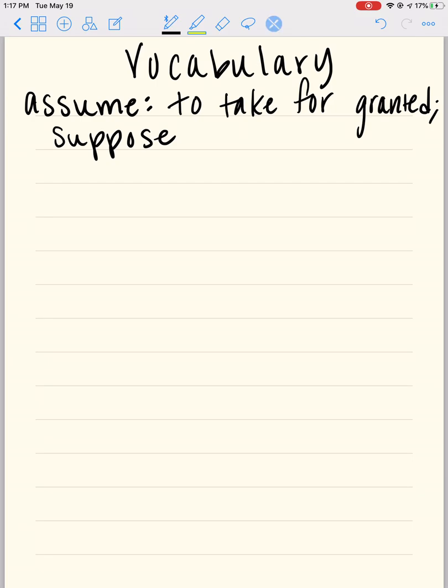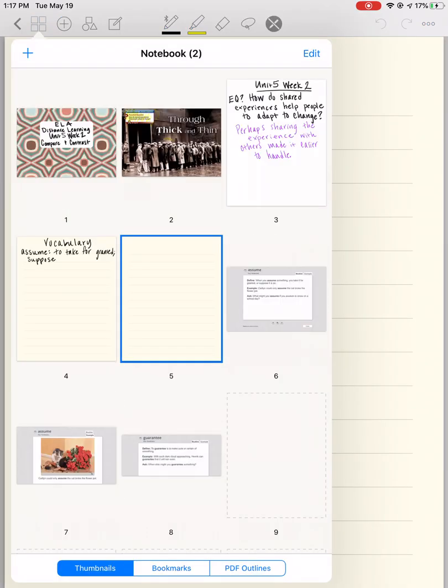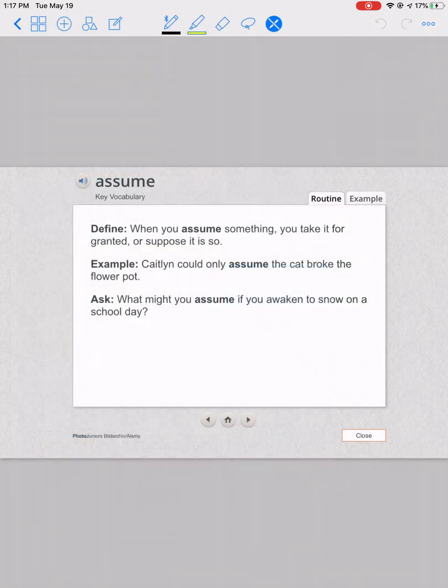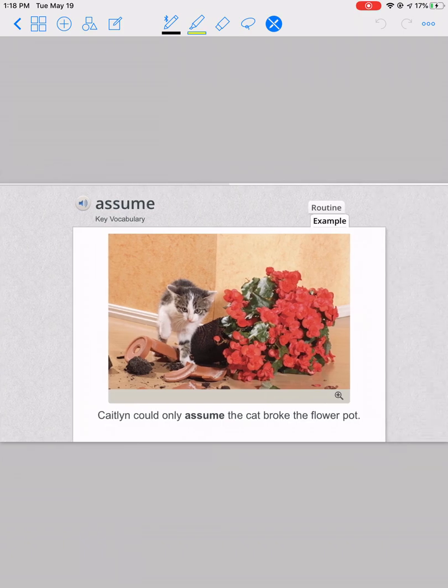And then I'm going to go ahead and show you a picture for assume. When you assume something, you take it for granted or suppose it is so. The example is, Caitlin could only assume the cat broke the flower pot. Why? Well, look at the cat. I would assume that the cat broke the flower pot too, because there's the cat looking guilty, and there's the flower pot broken. So I think it's safe to assume that the cat broke the flower pot.